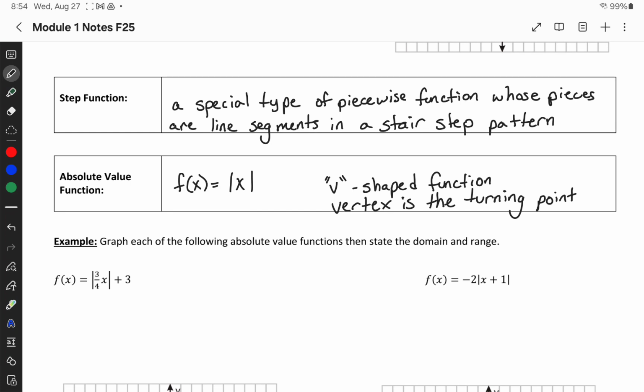What an absolute value function is going to look like is it's going to have a V shape to it. Easy way to remember that is it's called absolute value. Value starts with the letter V, so anytime you see a V-shaped graph, that's going to be absolute value.